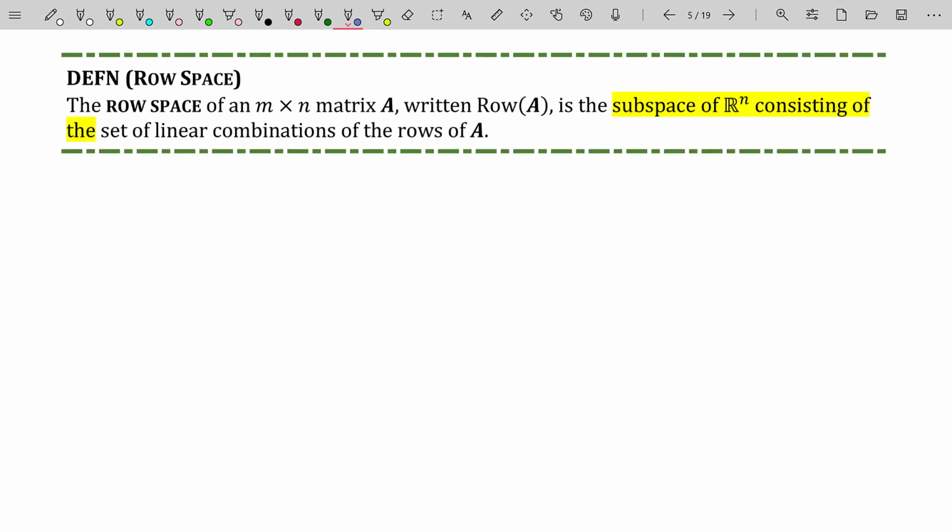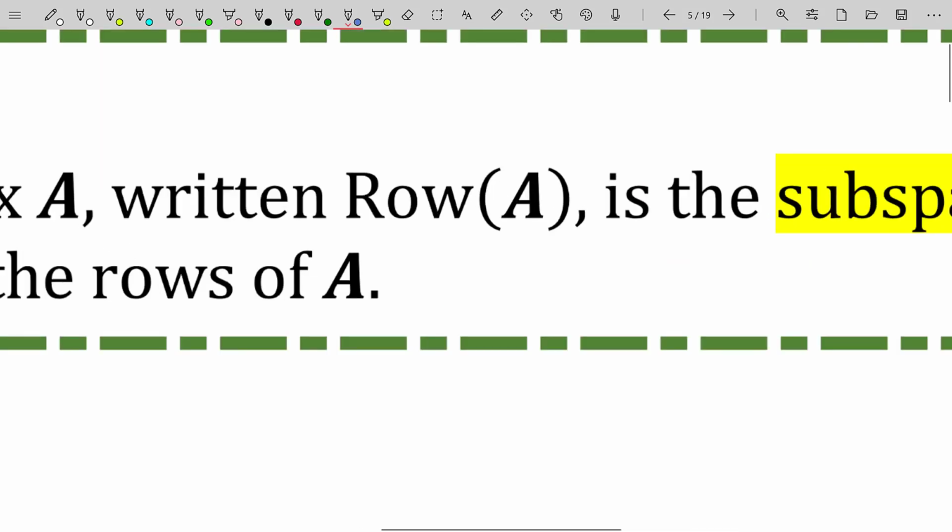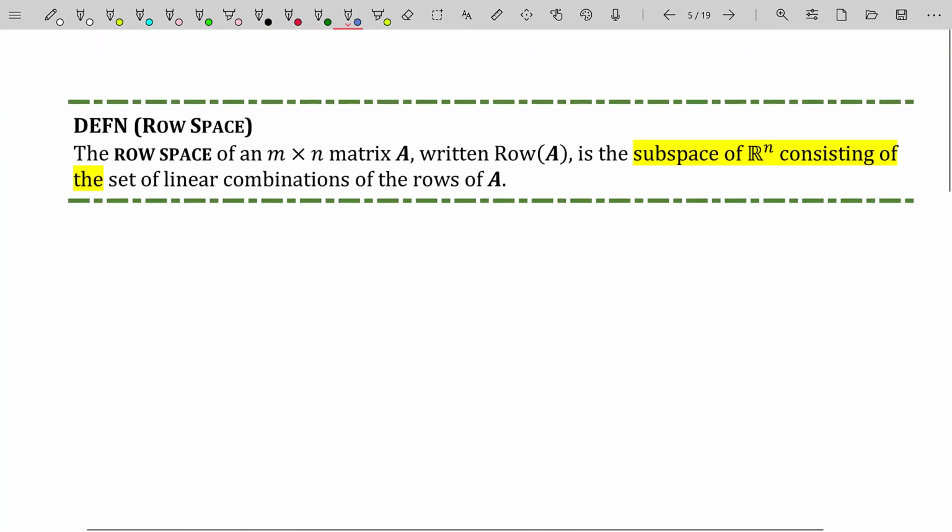Now we talked about, again, the null space and the column space of a matrix A. We are now going to introduce something called the row space of that matrix A. The row space of an M by N matrix A, written as Row A, is the subspace of Rn consisting of the set of linear combinations of the rows of A. And that's really nice because it really links together with our definition of the column space of A.